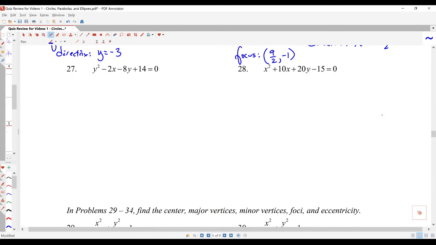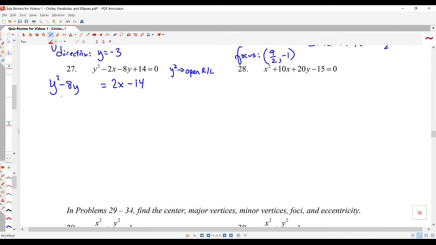All right, 27. Here we're going to have to complete the square. So I automatically know because it's y squared, it's going to open left or right. Not yet sure whether it's going to open to the right or the left, but we'll get there. So we're going to go ahead, y squared minus 8y, and I'm going to move the x term to the other side as well as the constant.